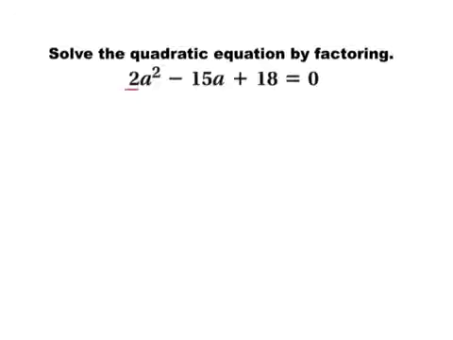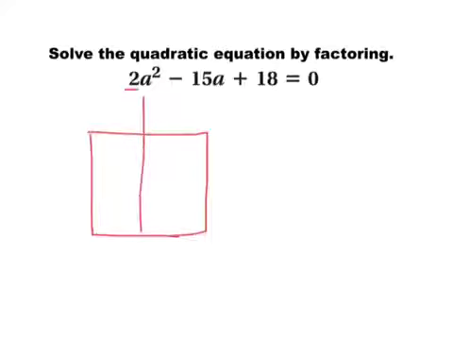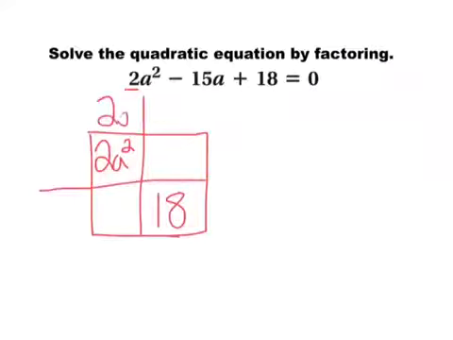I'm actually going to move that over a little bit so I have some more room to work. Remember, you can also do this by the grouping method. I just prefer the box method, so that's the one I'm doing. So in the first square, I put the 2a squared. In the very last square, I put that positive 18. Now again, since it's 2a squared, I know the only factors of 2 are 1 and 2, so I'm going to have a 2a and a plain a.